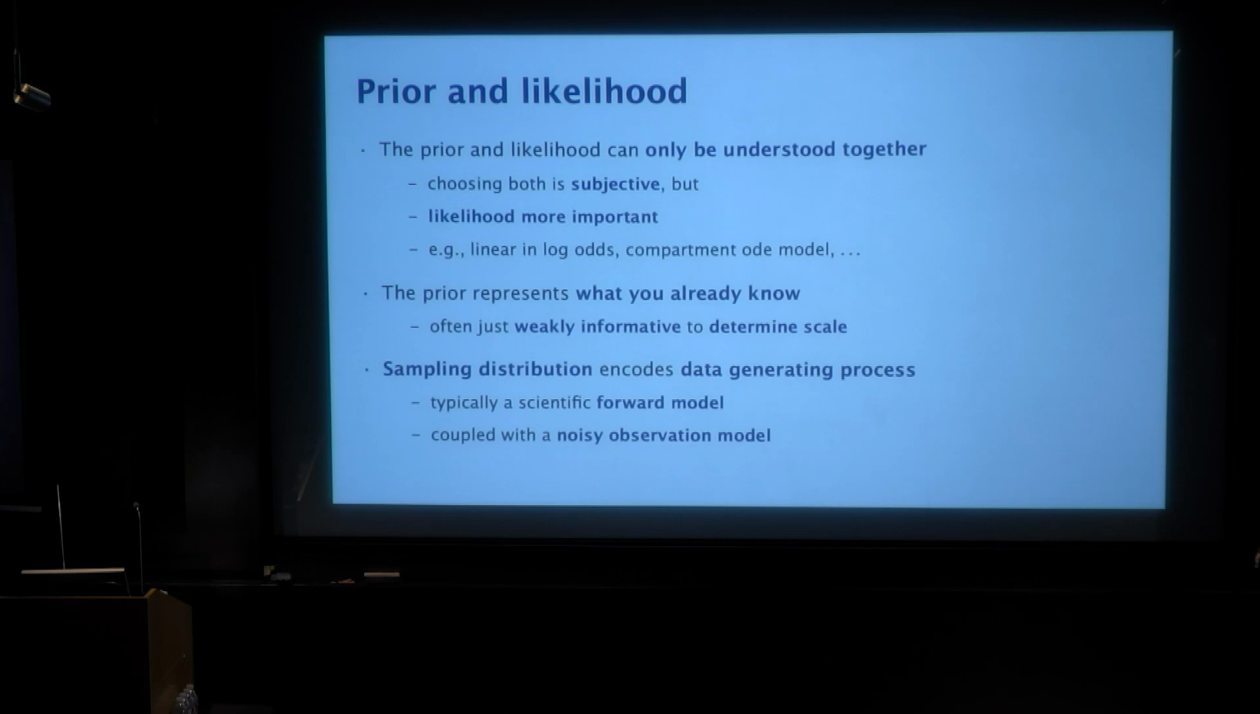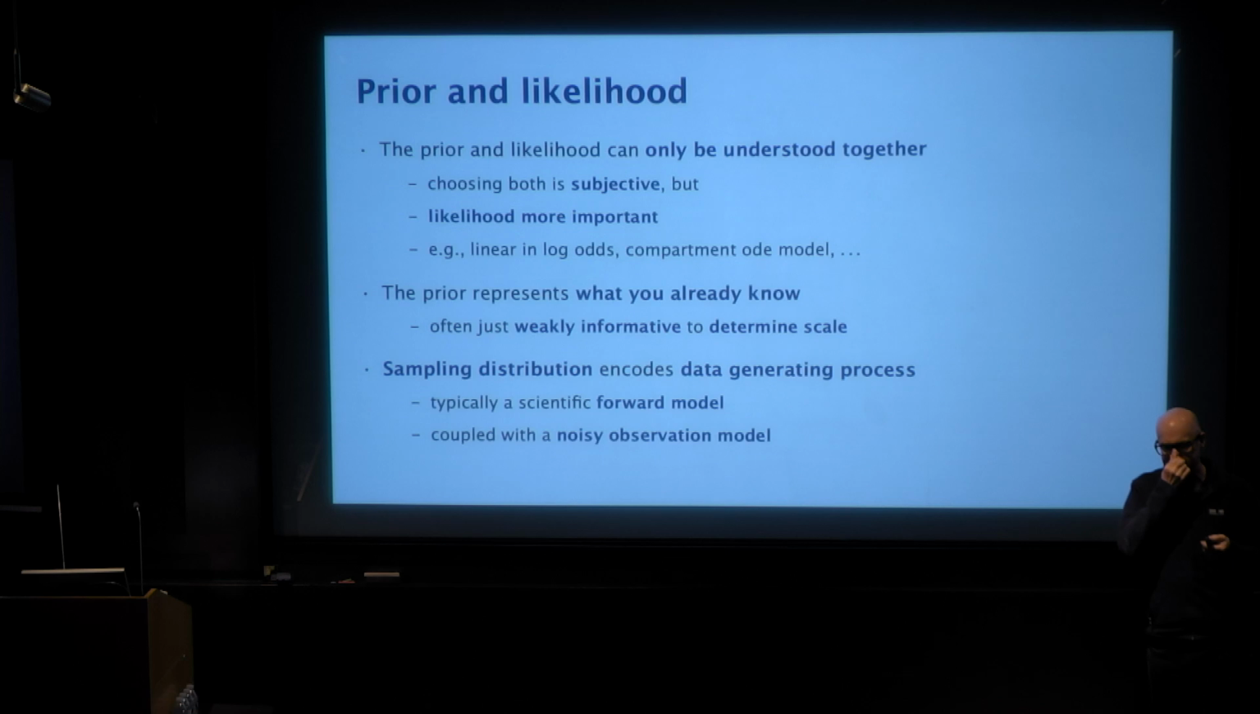So one important point: the prior and the likelihood can only really be understood together. They don't make sense as independent items themselves. You can't talk about what my prior distribution for parameters is unless I know what likelihood or sampling distribution they're going to be used with.